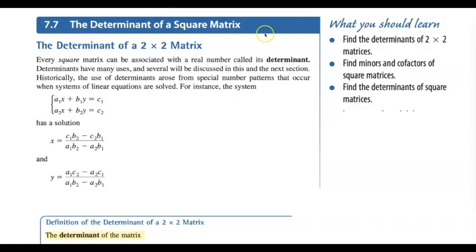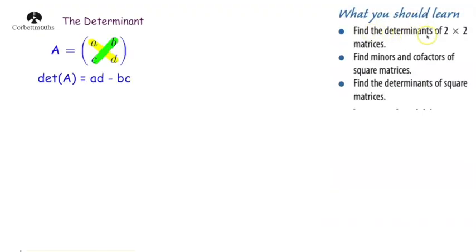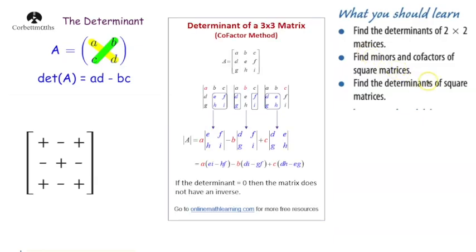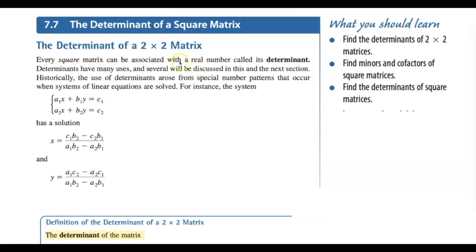7.7, the determinant of a square matrix. What we should learn: find the determinant of a 2x2 matrix, how to find minor cofactors of square matrices, and how to find the determinant of any square matrix. So every square matrix has a number associated with it called a determinant. And a determinant we use for lots of different reasons. Most notably, it helps solve problems.